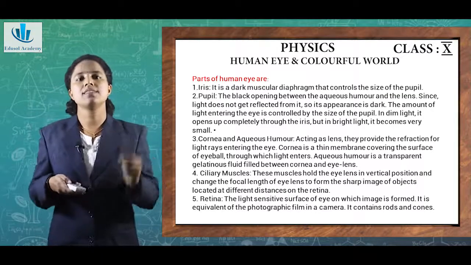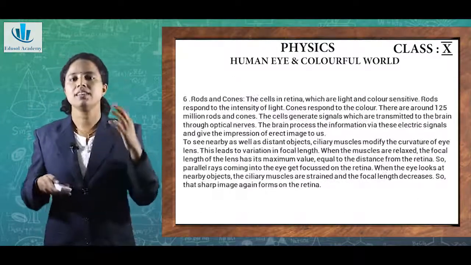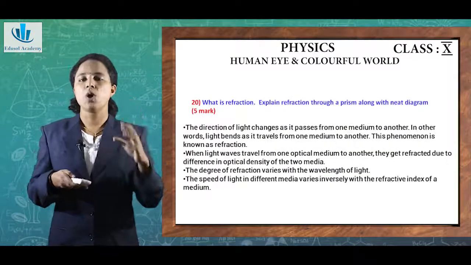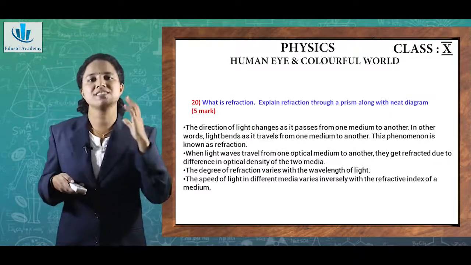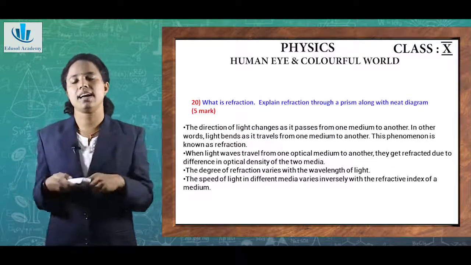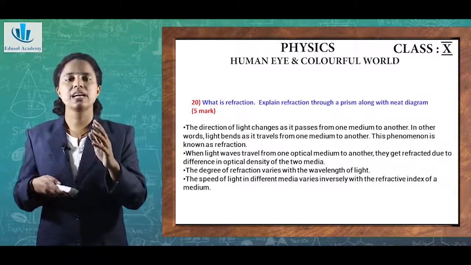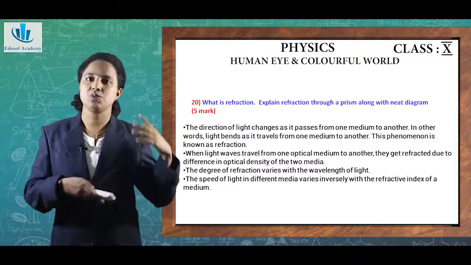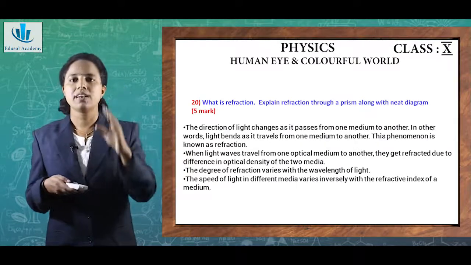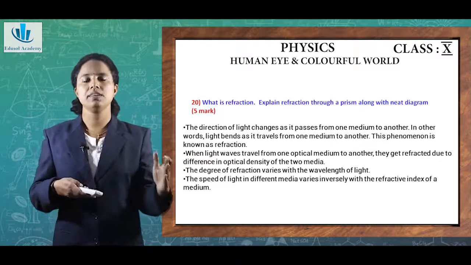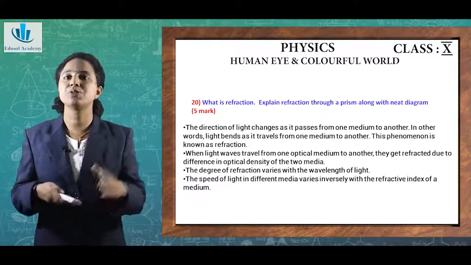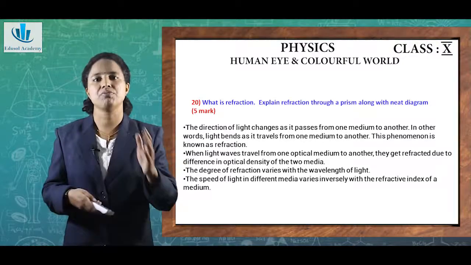So these are the main parts of the eye that contribute to the natural functioning of the eye. Another important question is, what is refraction? Explain refraction through a prism along with a neat diagram. Refraction is a phenomenon that happens due to light. And how does it happen? When light enters from one medium to another, there is a change in the direction of light, and that contributes to the phenomenon of refraction.